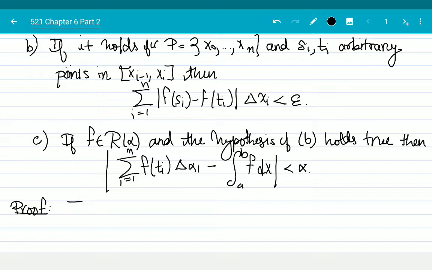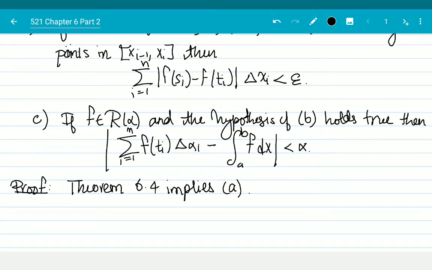Theorem 6.4 implies part A. What does that say? If there's a refinement, then L of the refinement is bigger than L of P, and U of the refinement is smaller than U of P. Okay, so since they're between, you're going to get the difference is smaller than epsilon.